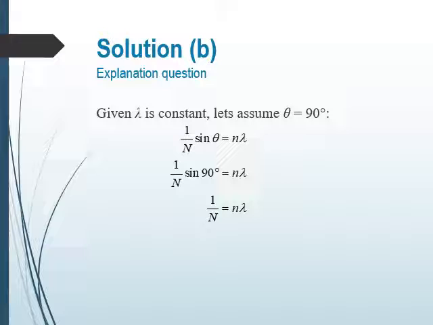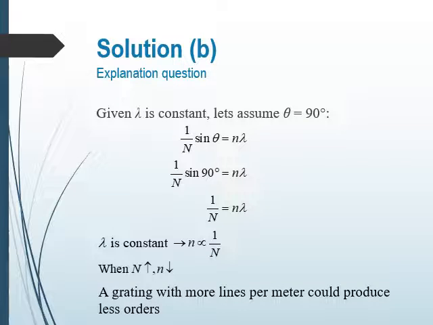So let's check the relationship between capital letter N and small letter n. According to the equation, if lambda is constant, then n is inversely proportional to the number of lines per unit length. Meaning that when capital letter N increases, the number of orders will decrease. So a grating with more lines per meter could produce fewer orders. So fewer fringes can be observed on the screen.